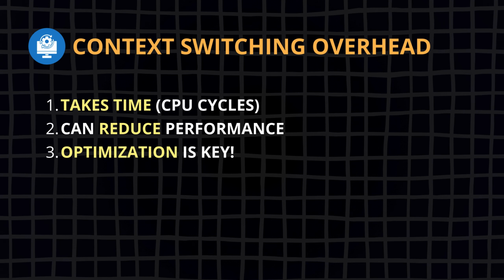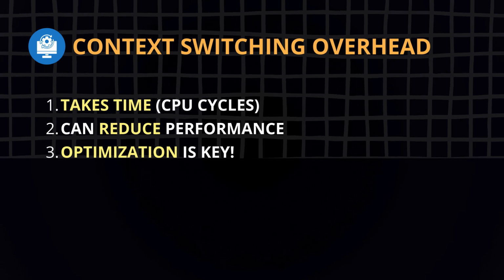But context switching isn't free. It takes time, a few CPU cycles to save and load process states. This is known as context switching overhead. Too many switches can affect performance, so operating system designers work hard to optimize it.